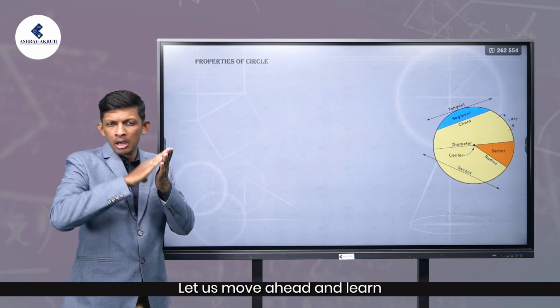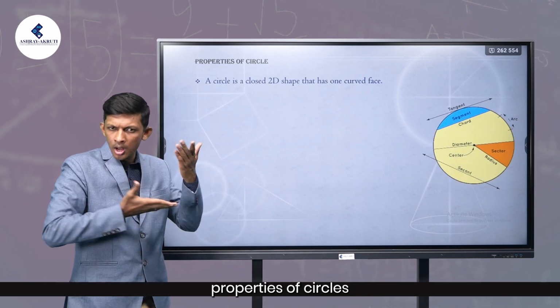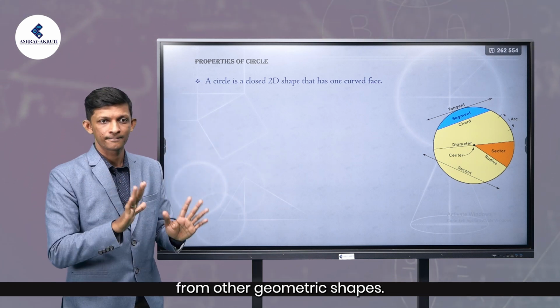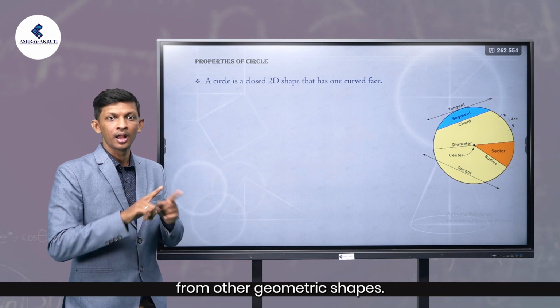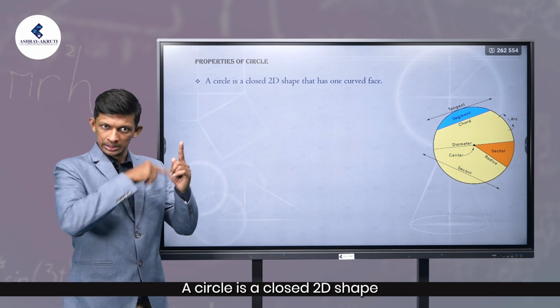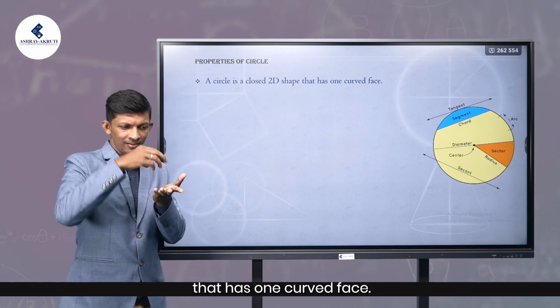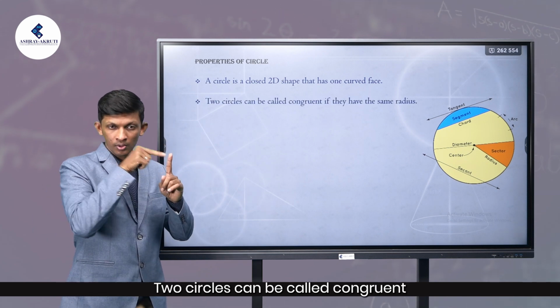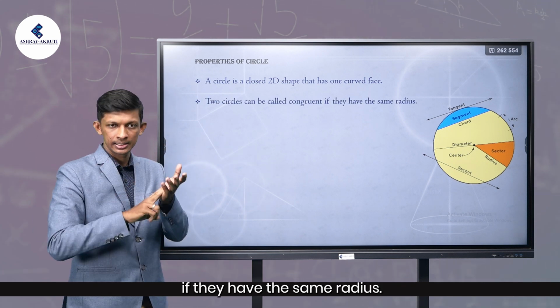Let us move ahead and learn about some interesting properties of circles that make them different from other geometric shapes. Here is a list of properties of a circle. A circle is a closed 2D shape that has one curved face. Two circles can be called congruent if they have the same radius.